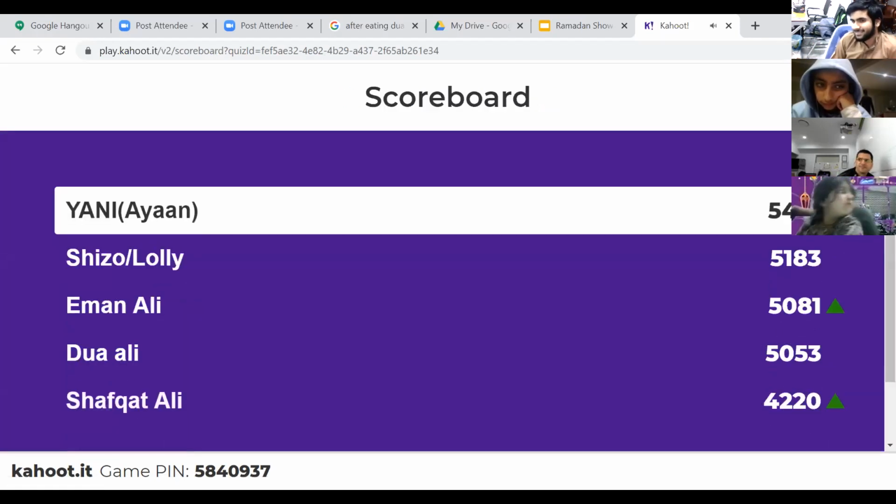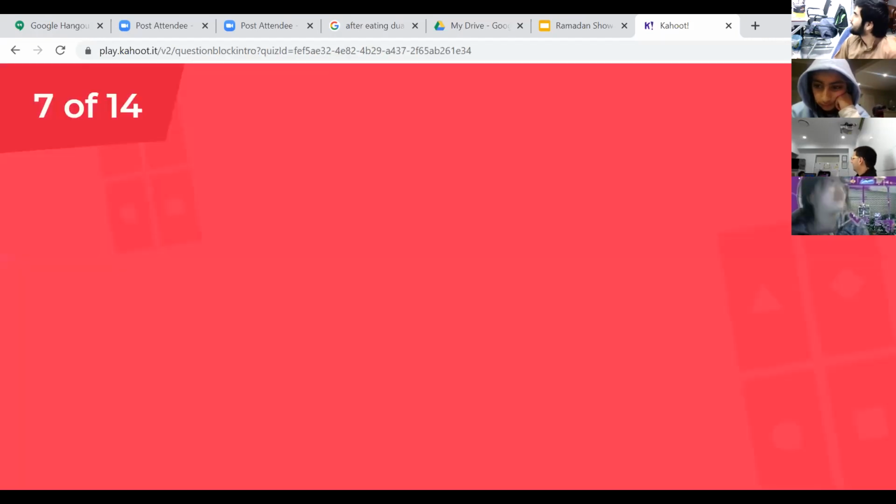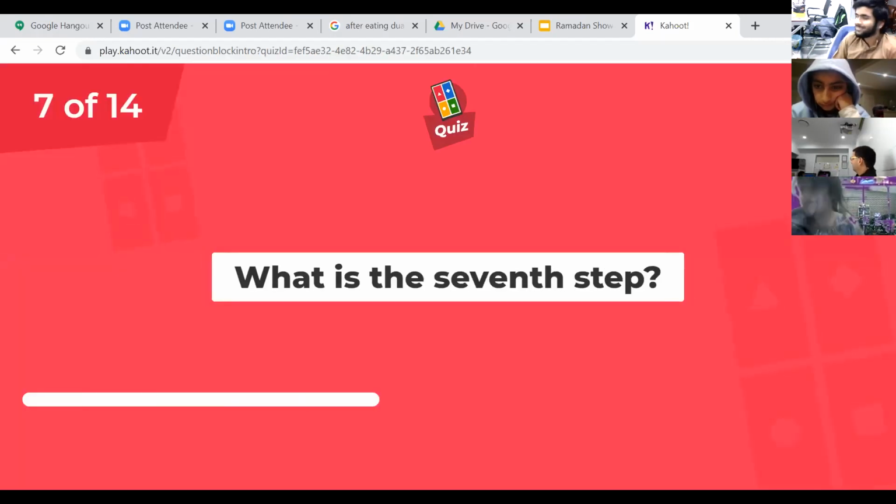So let's see the leaderboard. Ayan comes up to top, followed by Shazin, who drops to second. Iman comes up to third. Dua still fourth, and Shafqat comes up to fifth. Impressive. Nice. Question 7. What is the seventh step?